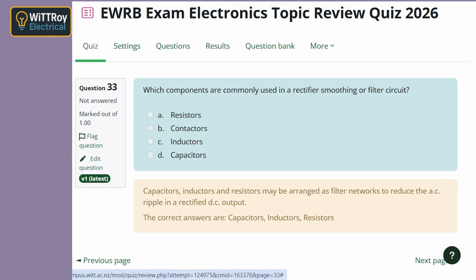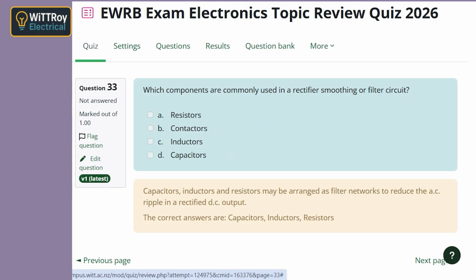Question 33. Which components are commonly used in a rectifier, smoothing, or filter circuit? I selected capacitors. That answer is right. Capacitors, inductors, and resistors may be arranged as filter networks to reduce the AC ripple in a rectified DC output.